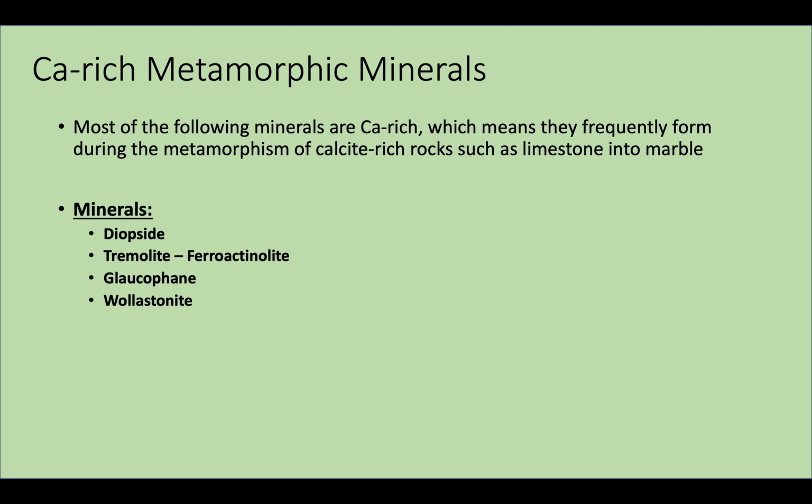Okay, so moving on to calcium-rich metamorphic minerals. These are going to be forming primarily during the metamorphism of calcium-rich rocks. One good example of which is going to be a calcite-rich rock. So limestone is made entirely of calcite. And so if you're metamorphosing calcite into the metamorphic rock marble, if you have any kind of impurities bringing other elements into that system, you can form a lot of other interesting minerals. So we'll be looking at diopside, tremolite and ferroactinolite, glaucophane and wollastonite.